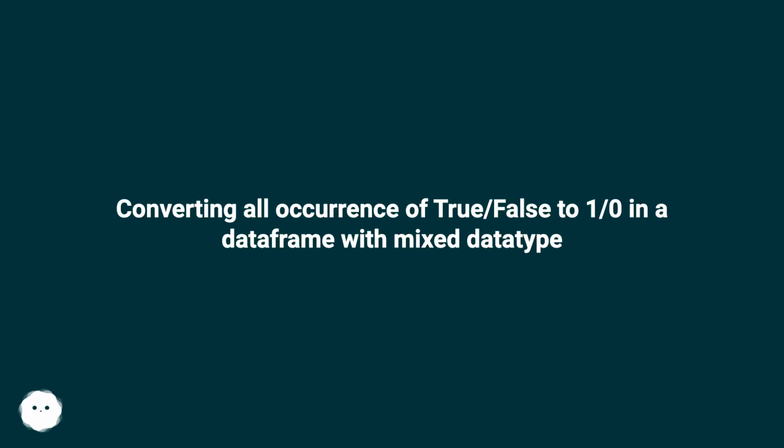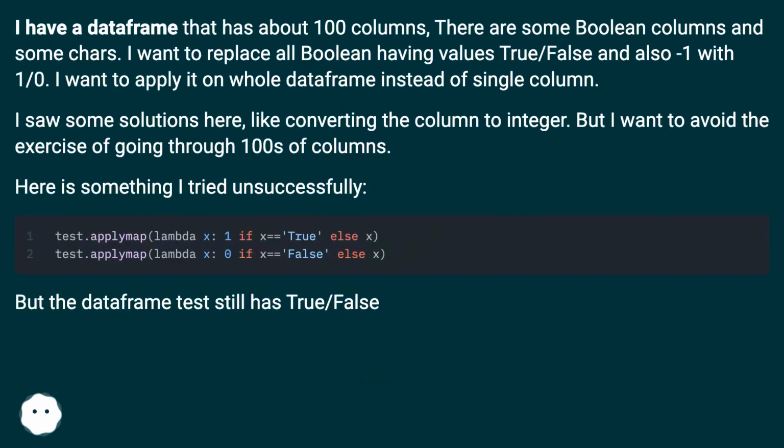Converting all occurrences of true/false to 1 and 0 in a data frame with mixed data types. I have a data frame that has about 100 columns. There are some Boolean columns and some characters. I want to replace all Boolean values true/false and also -1 with 1/0. I want to apply it on the whole data frame instead of a single column.